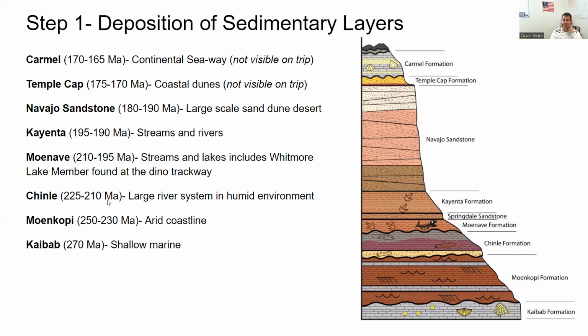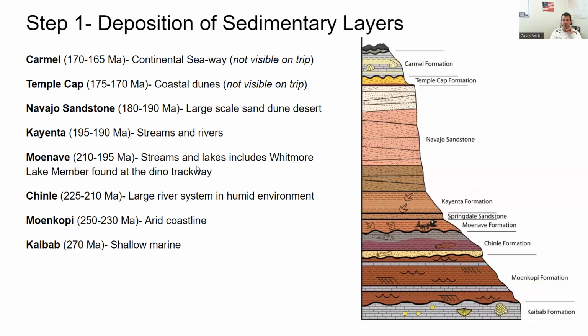So that layer was deposited in a large river system, similar to the Amazon River system, in a humid environment, hence the large trees and logs that are preserved in there. All right, next we have the Moenave Formation, deposited in streams and lakes.